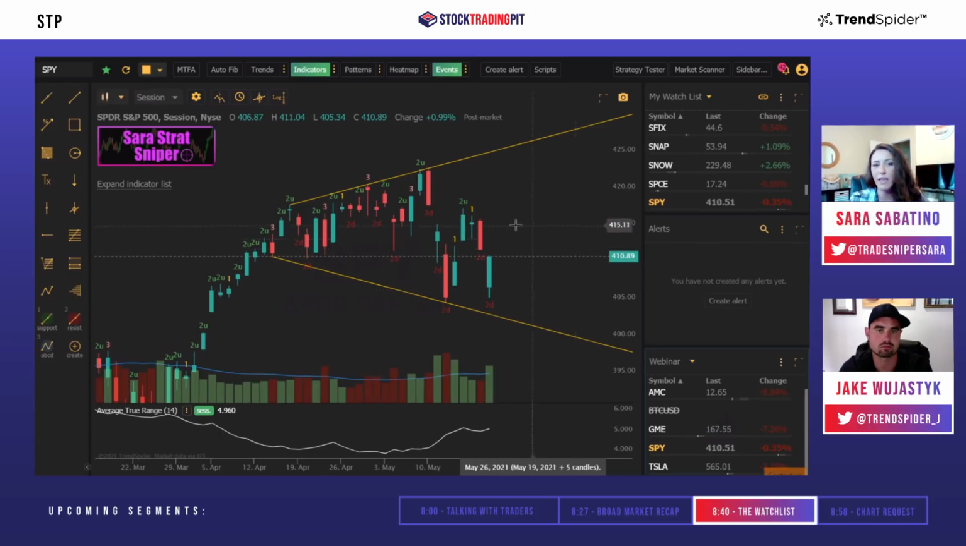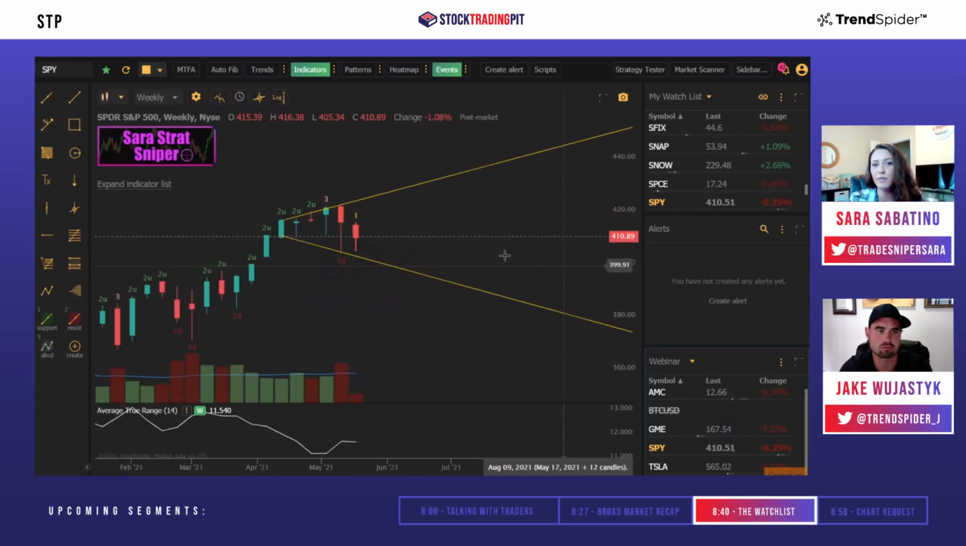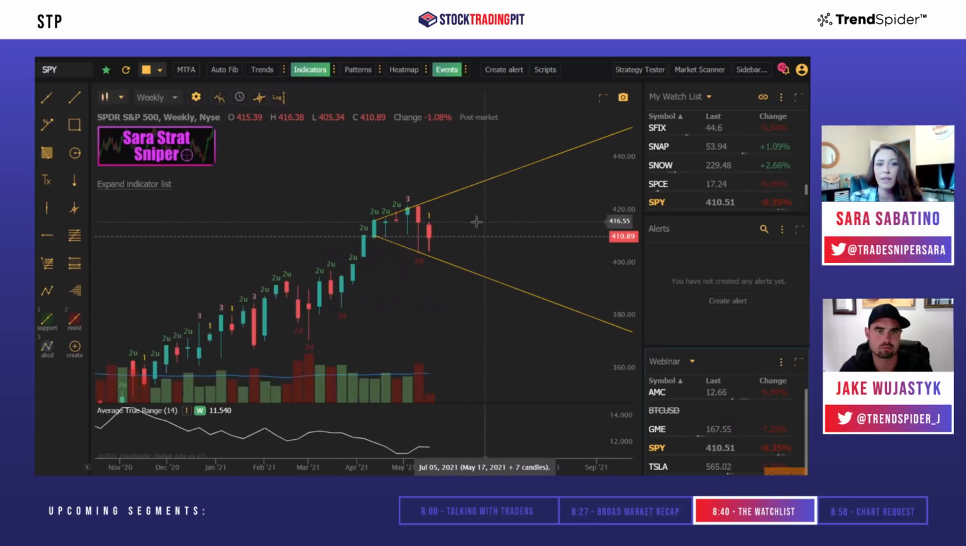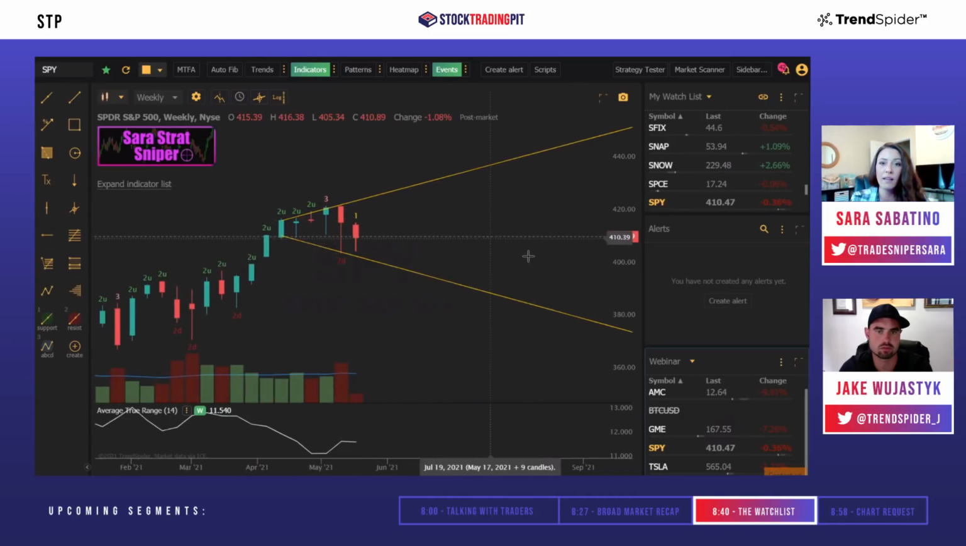Don't force anything. We need to see how this resolves. If you go to the weekly time frame, we're just stuck in the middle of last week's range. I know it feels like we're making huge moves, but we're directionless. The market really hasn't picked which way we want to break out of last week's range. So I'm just waiting.